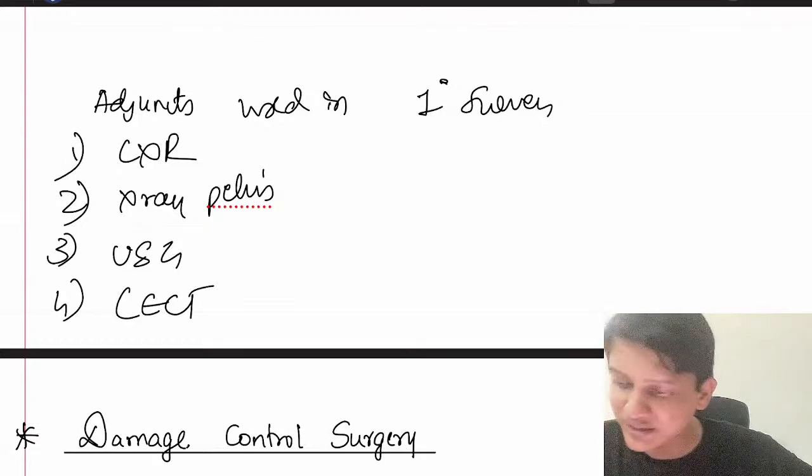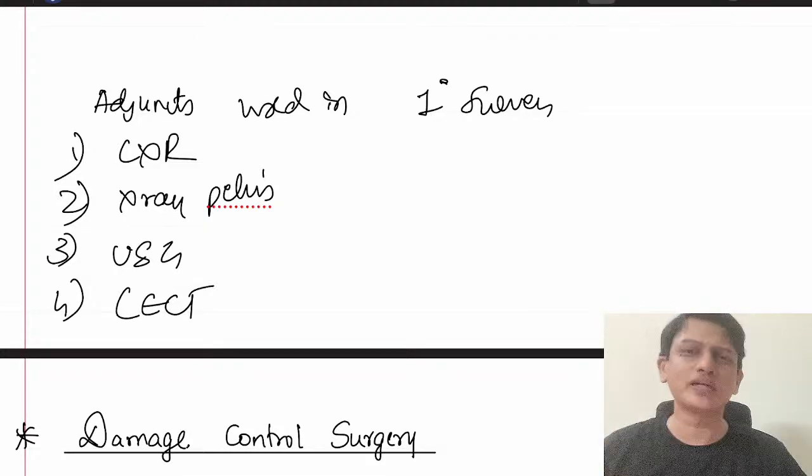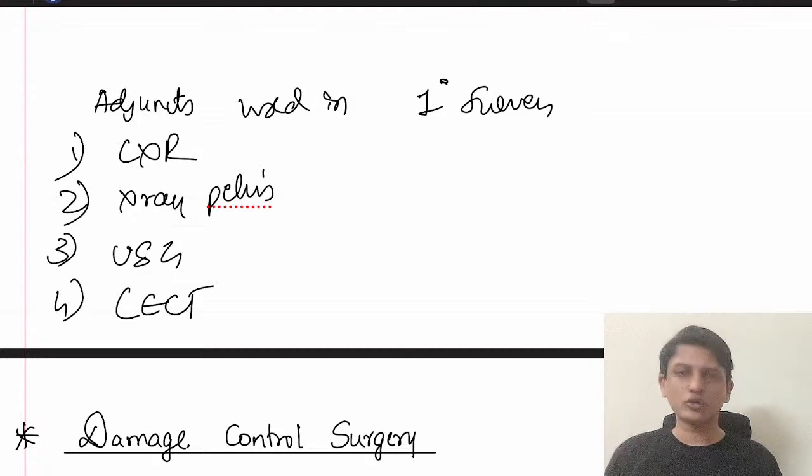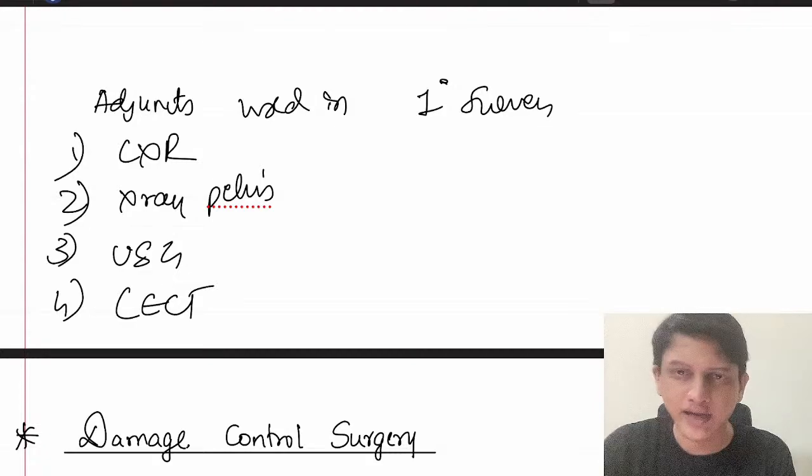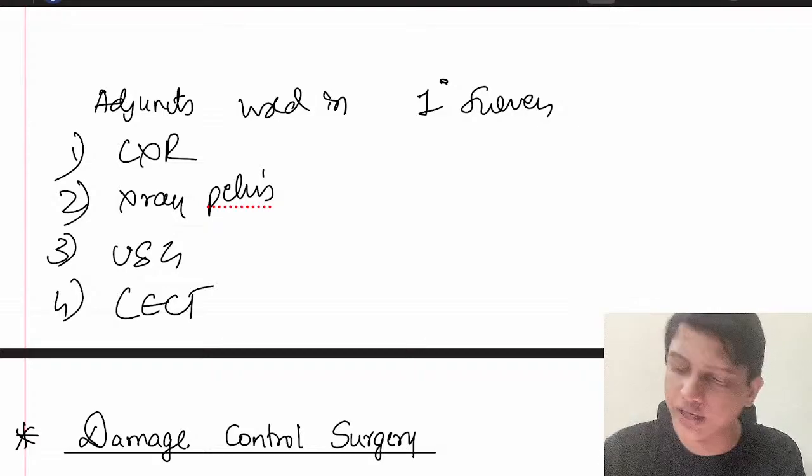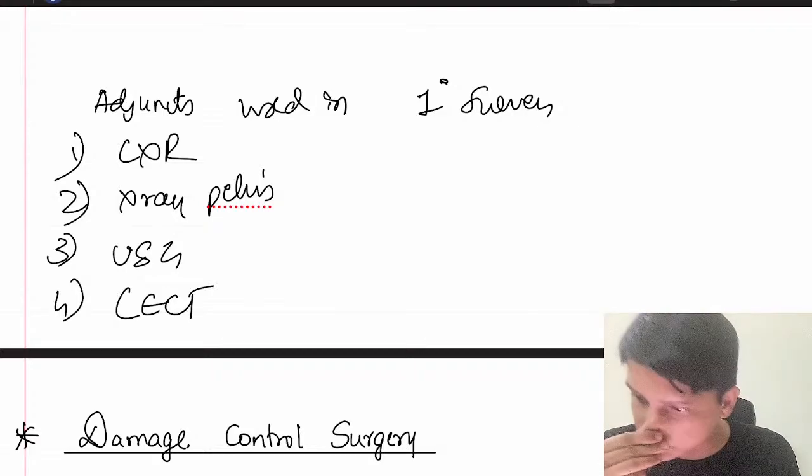Yes, pulse oximetry. Sir, please explain FAST again. Okay, I'll do that. Anyway, in abdominal trauma, at every step we come across something called FAST. I'll explain it again and again. I'll show you all the images, how it's done, and I'll draw it for you.